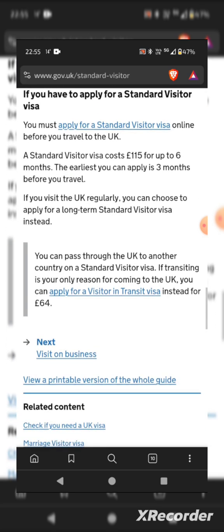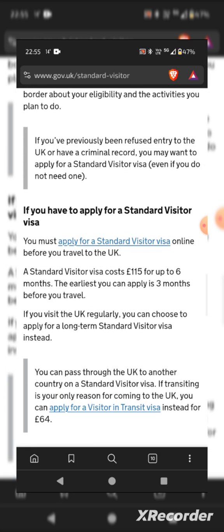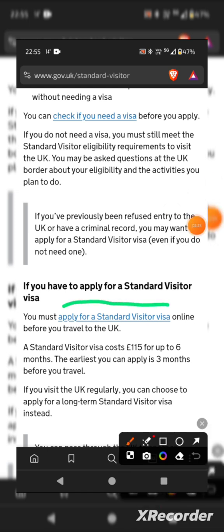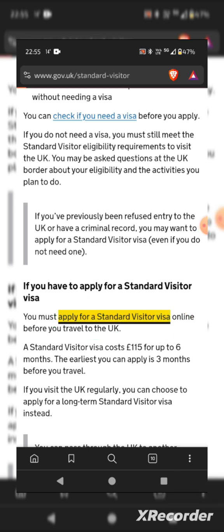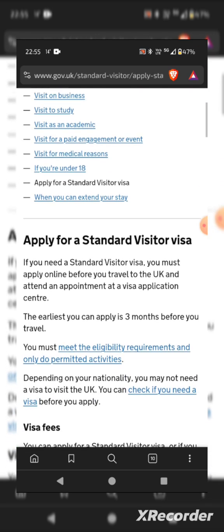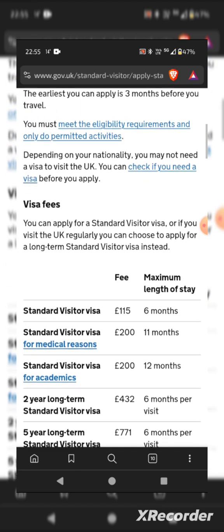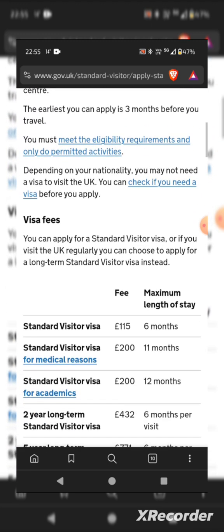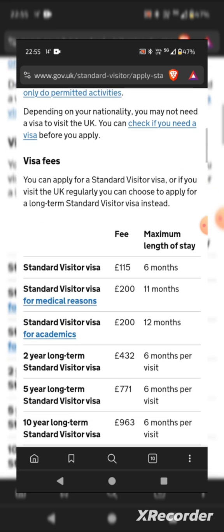Okay. So we'll be applying for a standard visit visa, standard visitor visa. This visa here is the one we're applying for. Standard visit visa. Okay. So you click on it. This page comes up. As you can see here, there are certain fees that you need to pay.